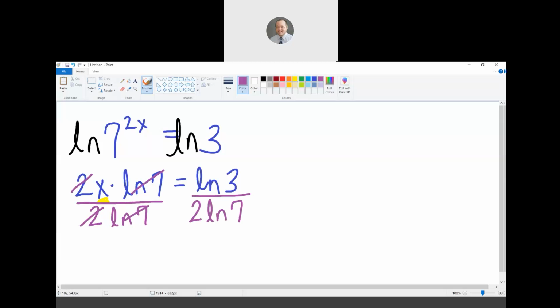We have x by itself. If my MyMathLab wants an exact answer, then stop here. However, if my MyMathLab wants a decimal answer, then you would just carefully put this in your calculator. And let me see if I can share my calculator.